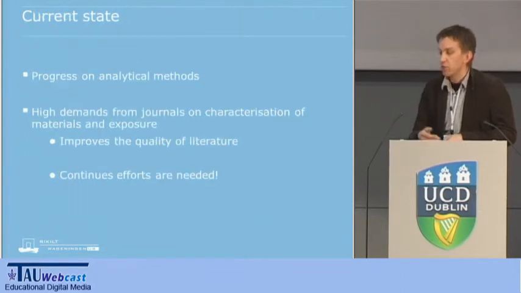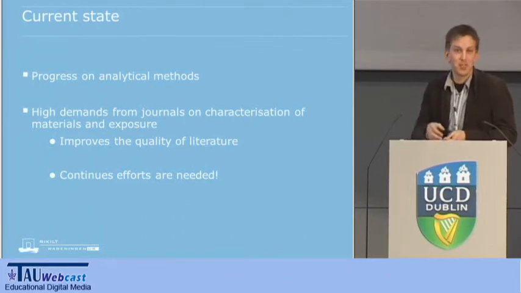So we have made some progress, and I think, well, for the current nanoparticles, but perhaps this is for you to comment on also. We are on the way to develop analytical methods. We are on the way to be able to quantify the exposure either in vitro or human or in ecotox studies. It improved the quality of the literature, but continuous efforts are needed. And now the challenge comes, what are the new materials?